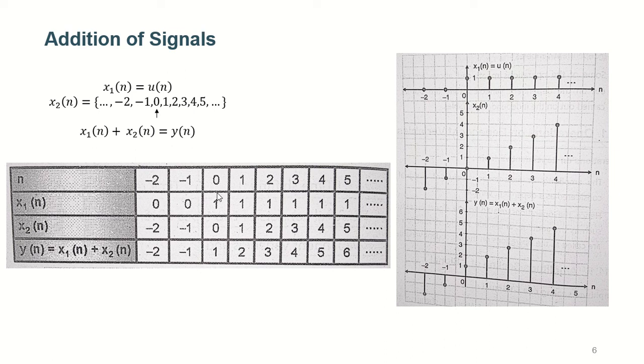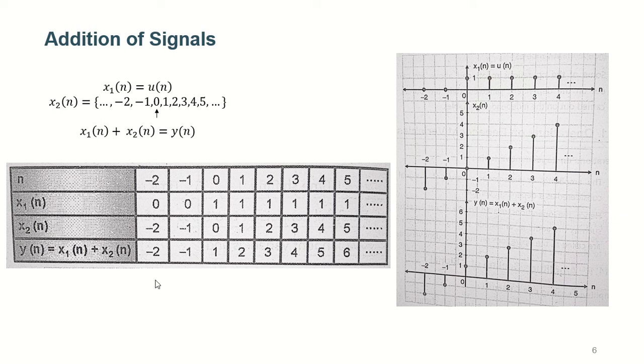For n equals to 0, x1 of n is 1 and x2 of n is 0. For n equals 1, x1 of n is 1, x2 of n is 1. For n equal to 2, x1 of n is 1, x2 of n is 2. For n equal to 3, x1 of n is 1, x2 of n is 3. For n equal to 4, x1 of n is 1, x2 of n is 4. For n equal to 5, x1 of n is 1 and x2 of n is 5.